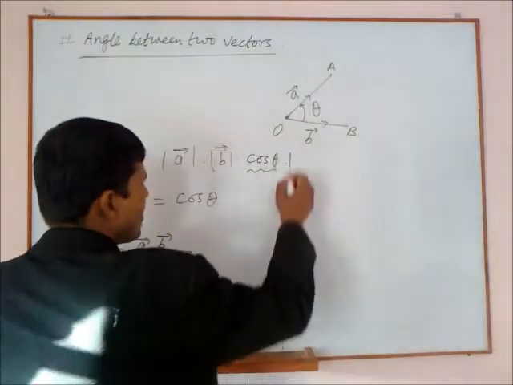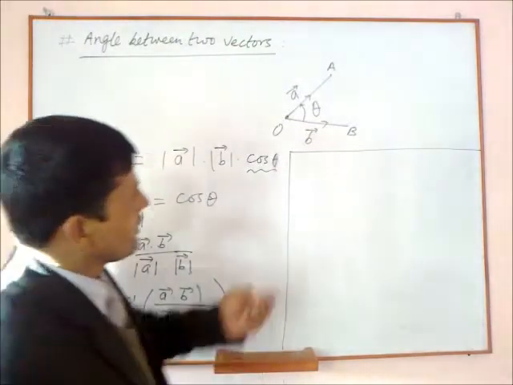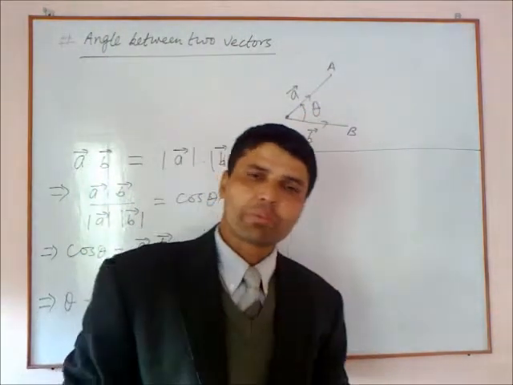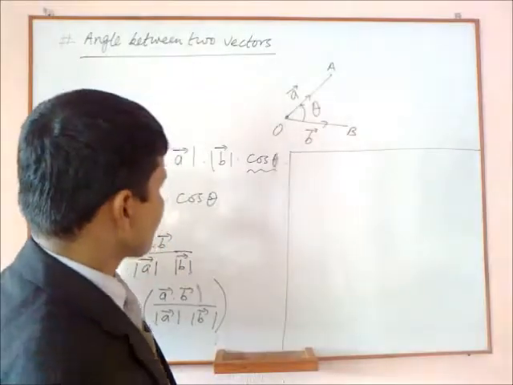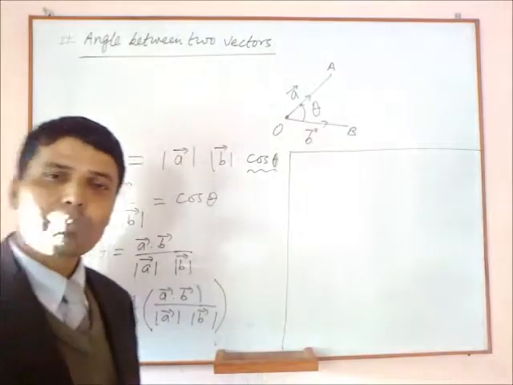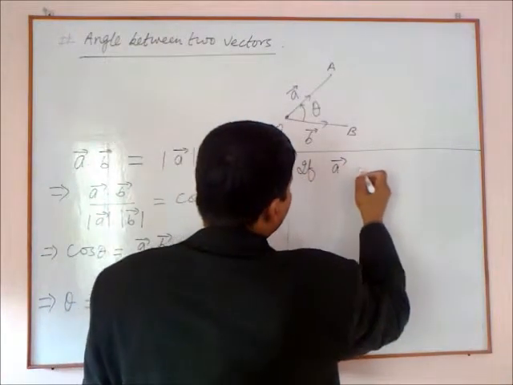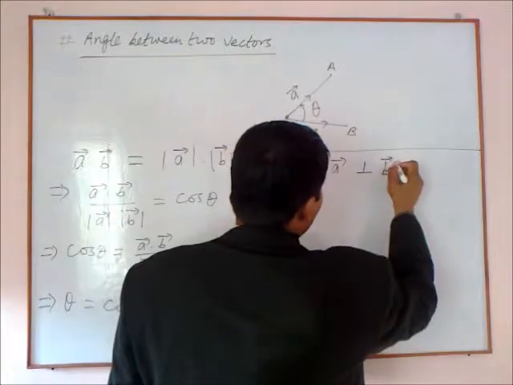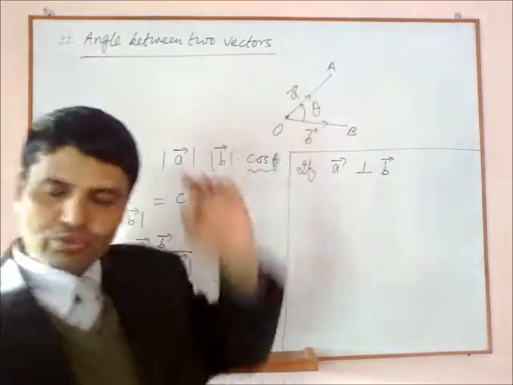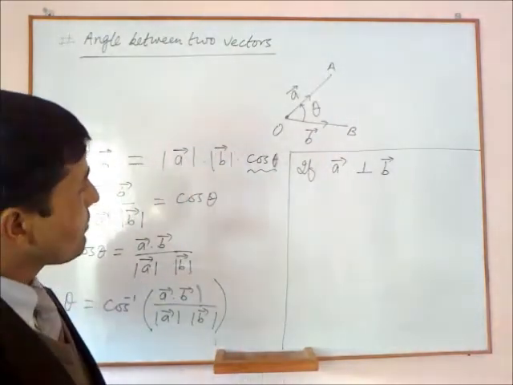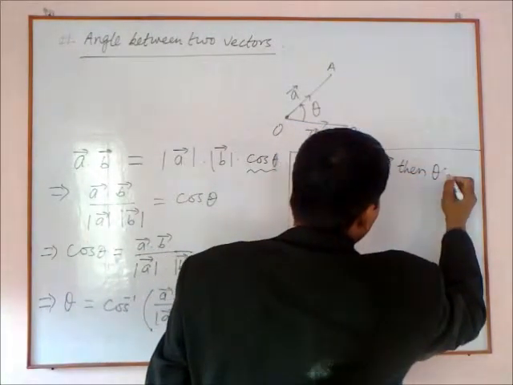Based on this formula, we can derive the conditions for these two vectors to be perpendicular to each other and parallel to each other. Suppose the two vectors are perpendicular to each other. If vector A is perpendicular to vector B, then the angle between them will be 90 degree. Then theta equals 90 degree.